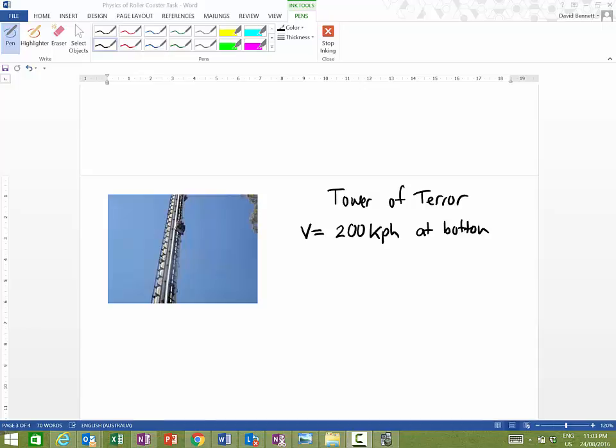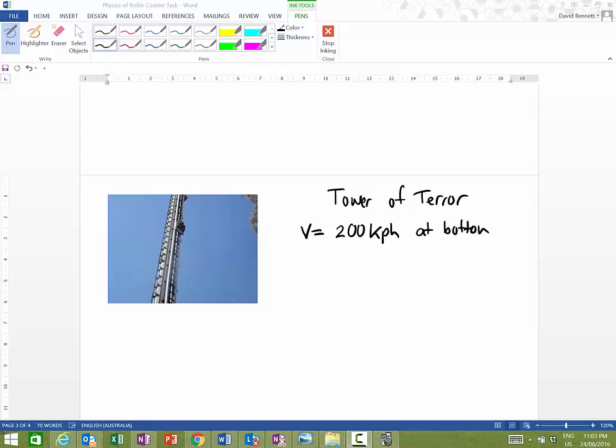Hi, in this example we're going to be looking at another way of using potential and kinetic energy. In this case it's the Tower of Terror. If you've been to Dreamworld on the Gold Coast, it's quite a good ride. What we're going to say here is that at the bottom of the ride you're being accelerated to a speed of 200 kilometres per hour.